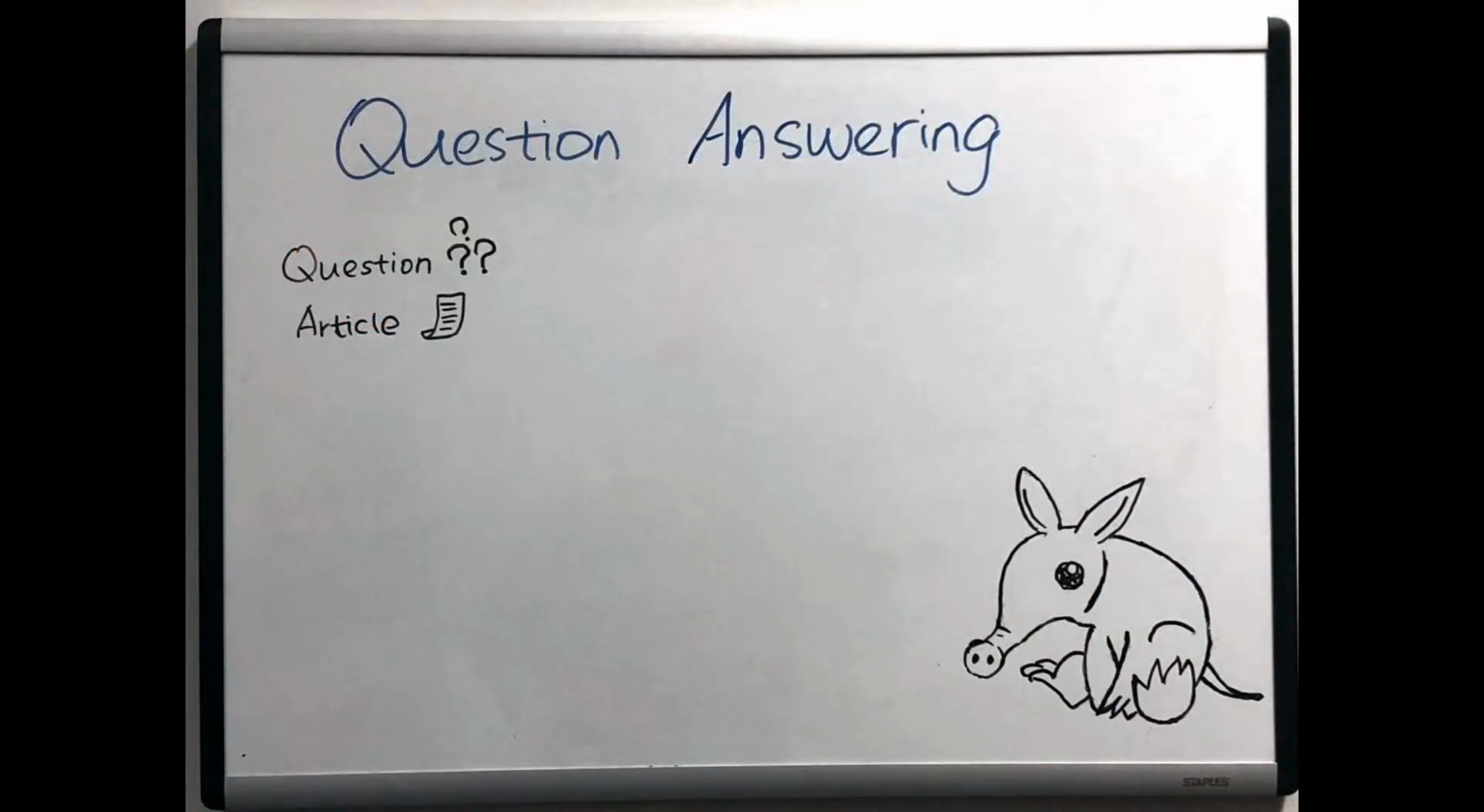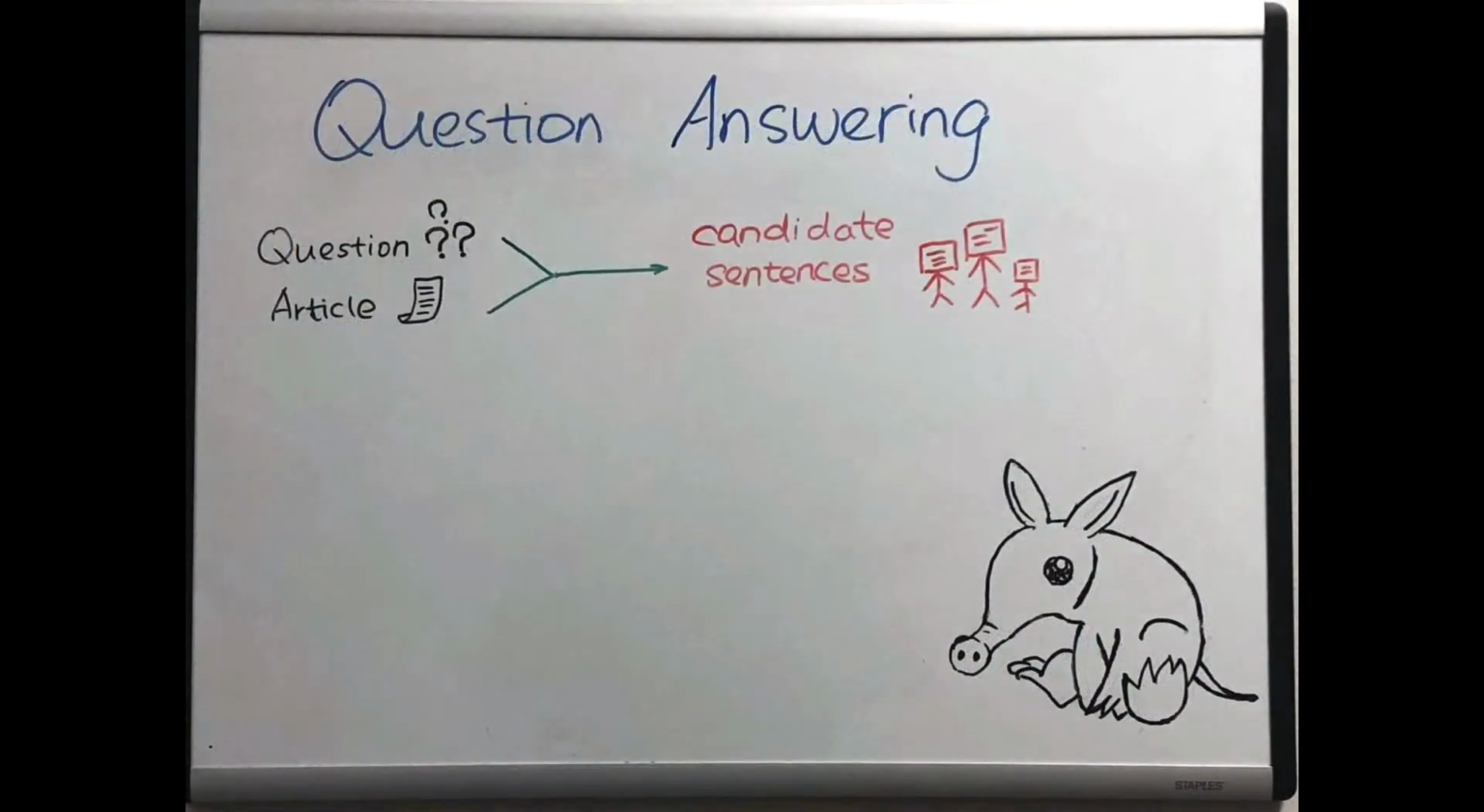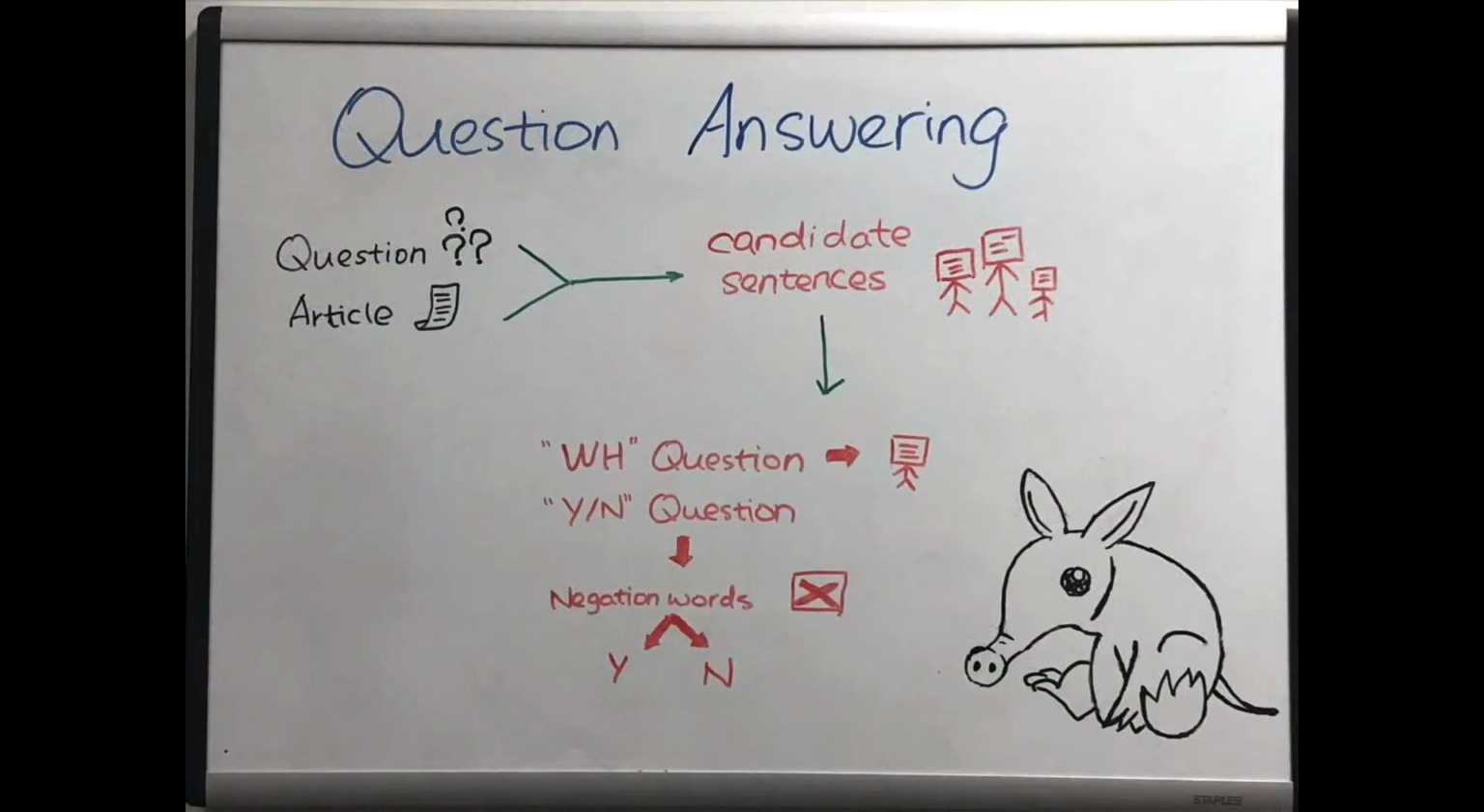For our answering system, for each question, we'll first find the sentences that are more similar to the question. We want to consider both the semantic and the syntactical aspects of the similarities. For the WH questions, right now we're just planning to output the entire sentence. And for the yes/no questions, we're going to give the answer yes or no based on whether or not there are negative words in the sentence.